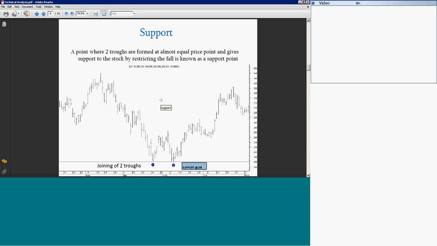So this could be a horizontal pattern, it could be either in a falling, it could be in a rising pattern. So it could be pattern, you can see.